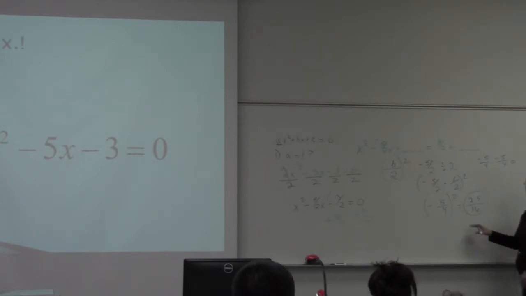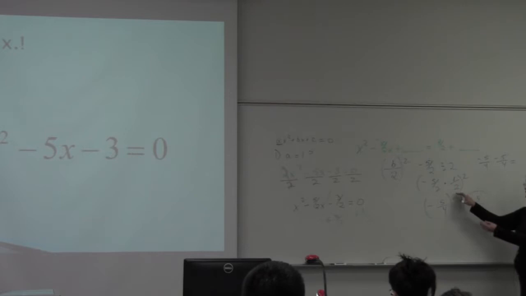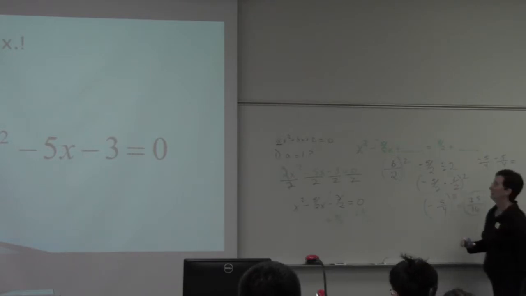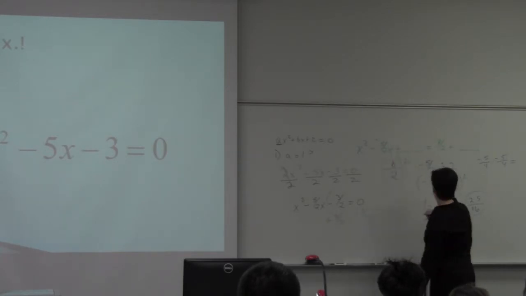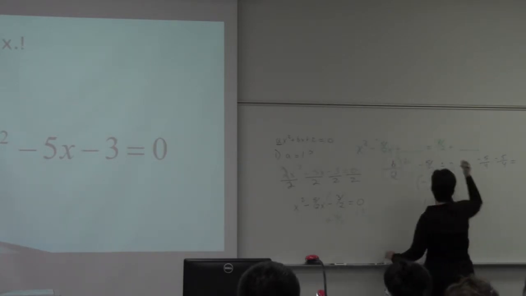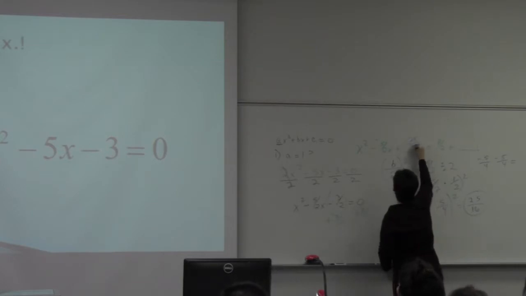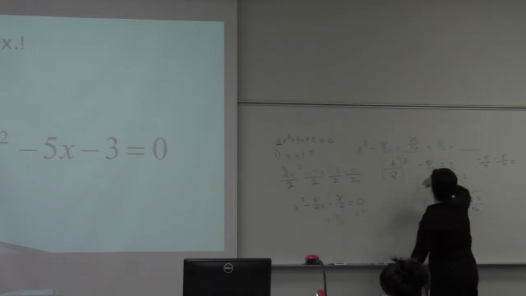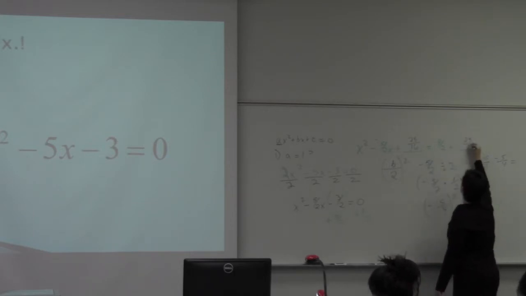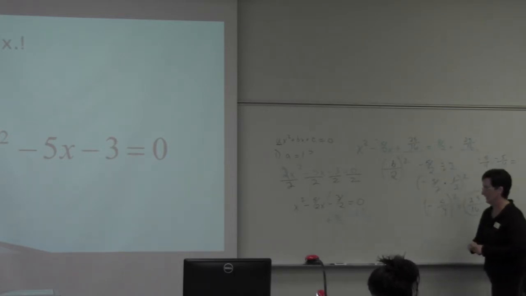And don't forget, whether it's positive or negative, if you square it, it's always going to be what? Whether it's positive or negative, when you square it, it's always going to be positive. So it is always going to be plus every single time. All right, who is Mr. Right? 25 over 16. And whatever you do on one side, do the same thing on the other side.